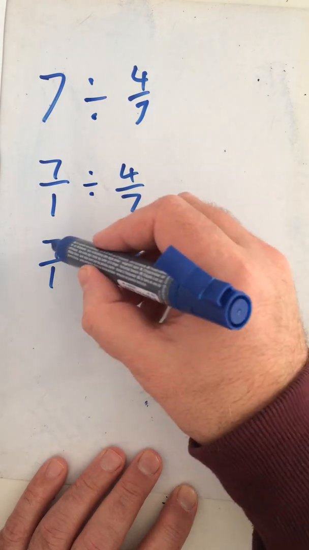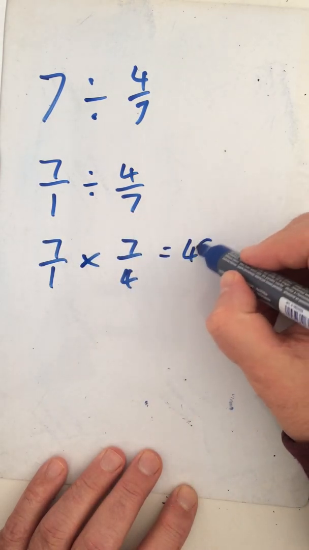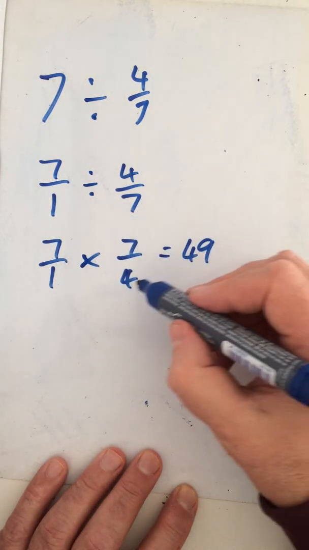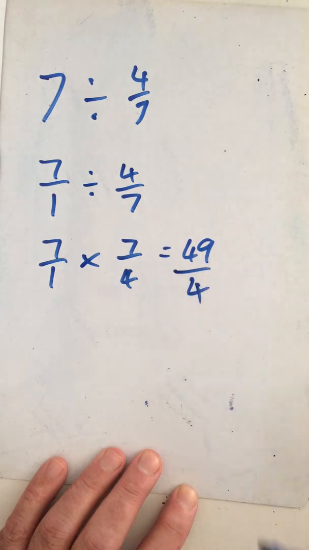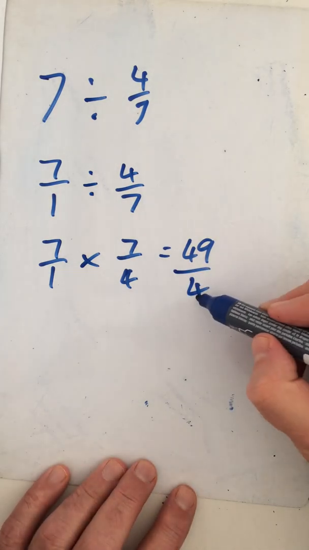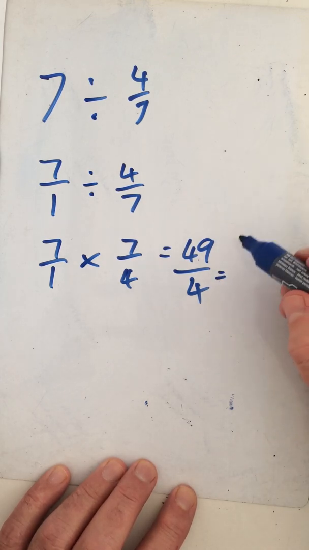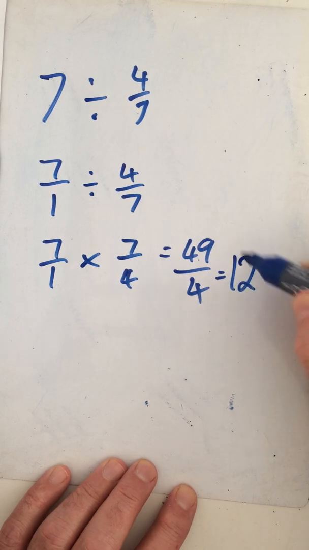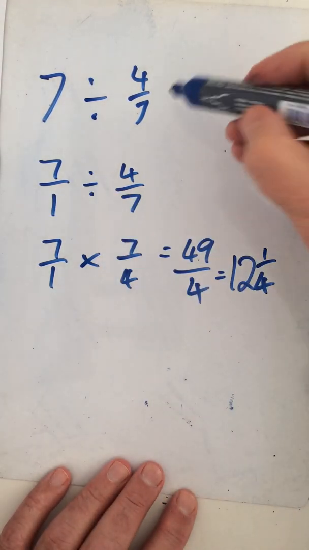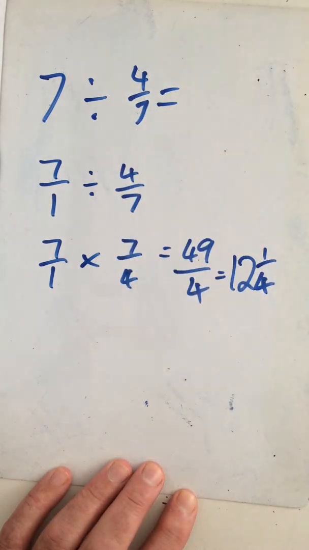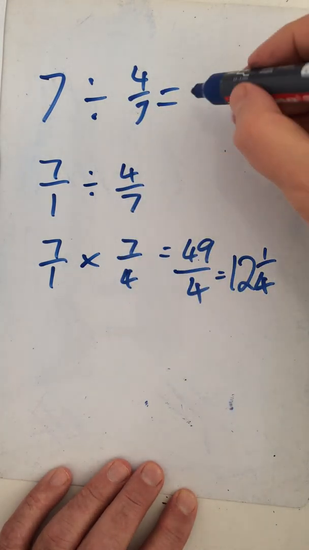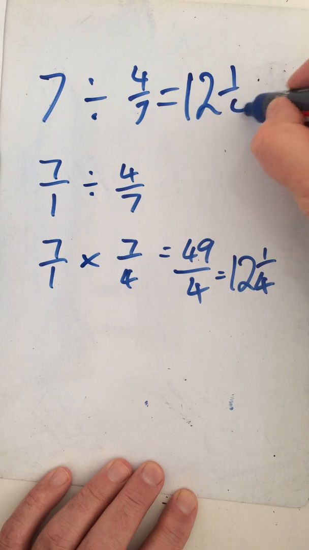Okay. So then we do 7. Can't do any cross simplification. 7 7s are 49. And then 1 times 4 is 4. We've got our improper fraction here. So how many 4s go into 49? Well, 10 4s are 40, 11 4s are 44, 12 4s are 48. So it's 12, remainder 1, 12 and a quarter. So 7 divided by 4/7 is 12 and a quarter.